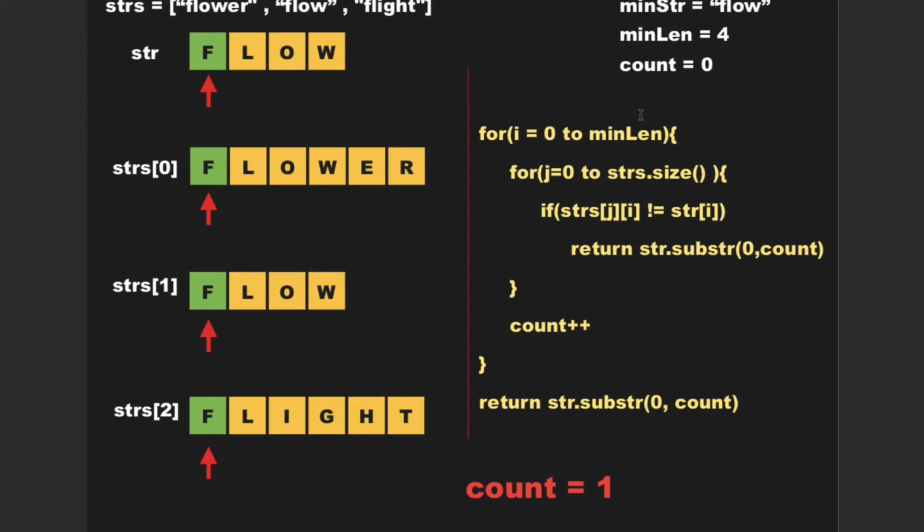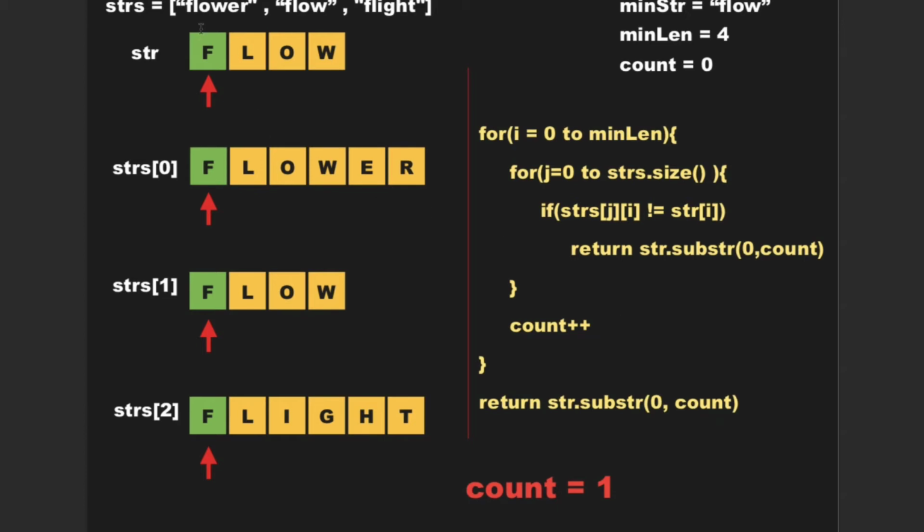So our algorithm is as follows. For i equal to 0 to length of minimum string, for j equal to 0 to size of the string array, if the ith character of the jth string is not equal to the ith character of the minimum string, then we need to return the substring from 0 up to count number of elements. After finishing the loop, we need to increment the value of count and finally return the same substring, starting from 0 up to count elements.